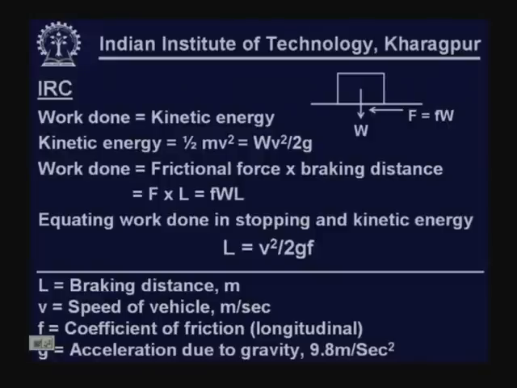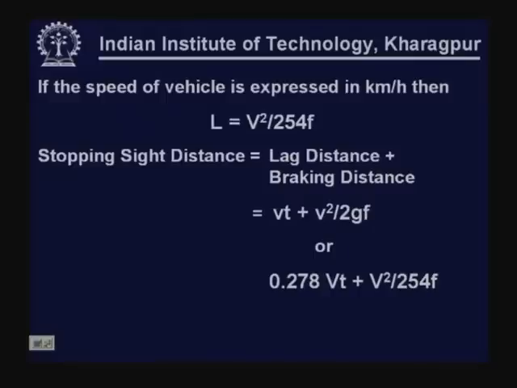where L is the braking distance in meter, v is the speed of vehicle in meter per second, f is the coefficient of friction longitudinal. We are talking about the coefficient of friction, which is longitudinal coefficient of friction, and g is the acceleration due to gravity, 9.8 meter per second square. Now, if the speed of vehicle is expressed in kilometer per hour, then with multiplier it will become v square by 254 f. In this case, v is in kilometer per hour.